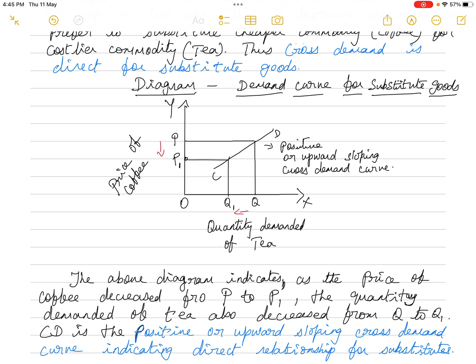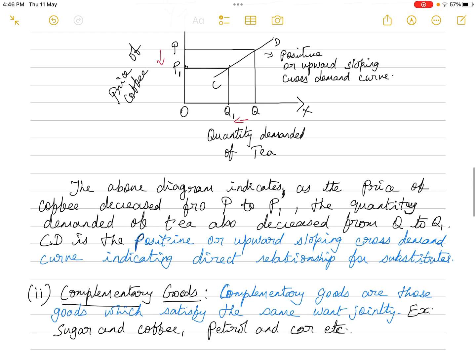If the original price of coffee is P1, so actually in the table we have mentioned the price of coffee has decreased, the demand for tea also decreased. So the same thing we are mentioning in the diagram. The price of coffee has decreased from P to P1. The demand for tea also decreased from Q to Q1. So you join this curve, you will get the upward sloping demand curve. So CD is the positive or upward sloping cross demand curve. So remember, very important, cross demand for substitute goods is direct.